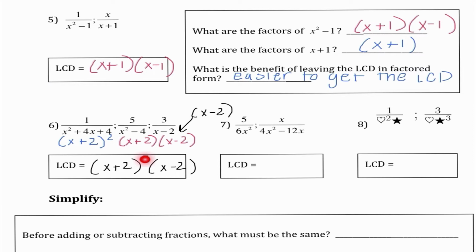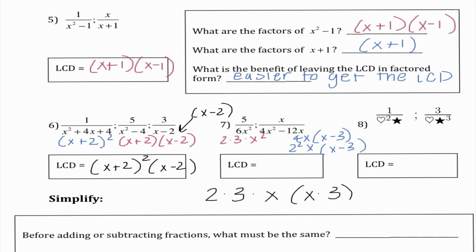For number 7, 6x squared, I'm going to think of that as 2 times 3 times x squared. 4x squared minus 12x. I can take a 4x out and I'm left with x minus 3. So this is like 2 squared x times x minus 3. So to find our LCD, I notice we have 2's, we have 3's, we have x's, we have x minus 3's. Those are all the factors we have.